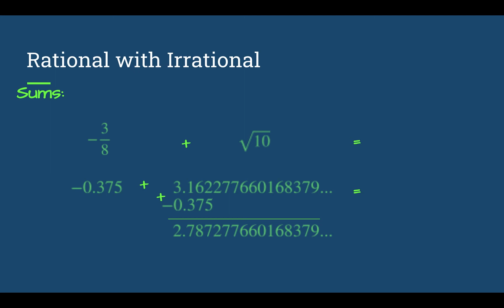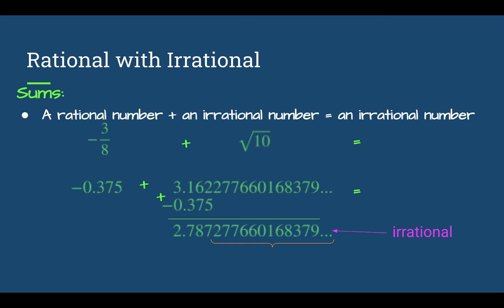Take a look at what happened. It goes on and on and on, and it doesn't end. That's irrational. If I take a rational number in R plus an irrational number in I, I'm going to end up with an I. The irrational number, the fact that it goes on forever and ever, just kind of overwhelms the rational number, takes it over. It's going to create another I.